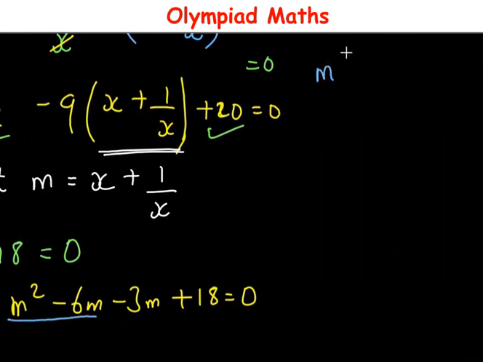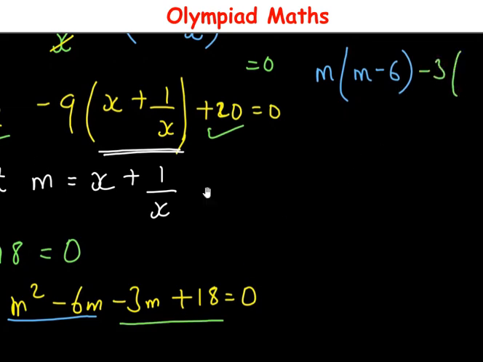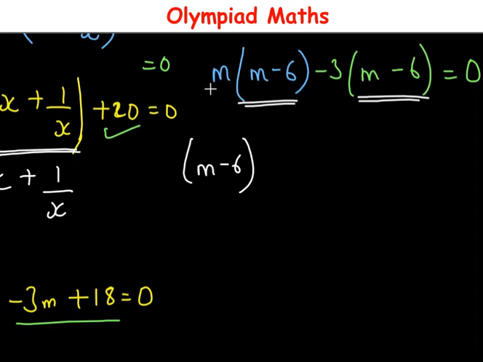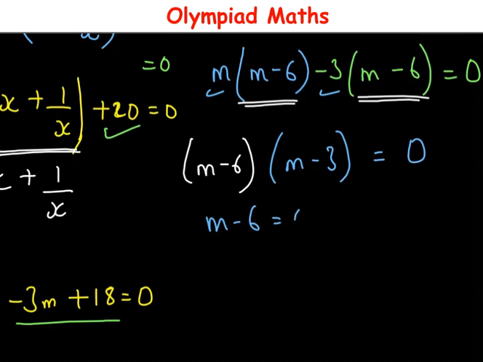With this, we factorize out m from the first two terms, so we have m(m - 6), and from the last two terms factorize out -3, we are left with -3(m - 6), and this equals 0. From here, we have a common factor m - 6, pick 1, and then group m and -3 into one bracket, (m - 6)(m - 3) = 0. So m - 6 = 0 or m - 3 = 0. With this, m is equal to 6 and m is equal to 3.